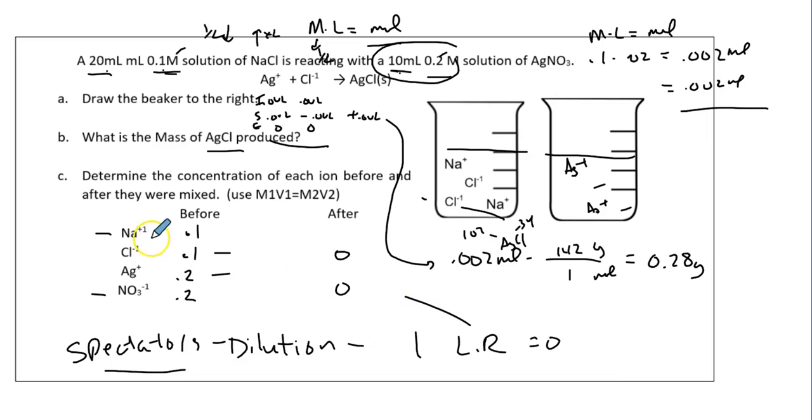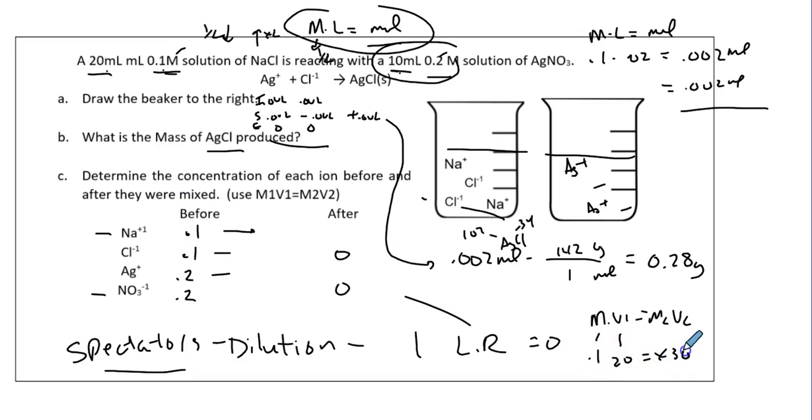Okay, now this sodium didn't do anything, it just got diluted. And it went from 20 to 30. So I would need to use M1V1 equals M2V2. Or I could just use a straight up molarity formula if I wanted to. Take your moles and divide by the new volume. This guy is going to be 0.1, so I'm doing this one. 0.1, and the sodium is 0.1 in 20 milliliters, equals unknown concentration in 30 milliliters. So 0.1 times 20 divided by 30 equals 0.0667.